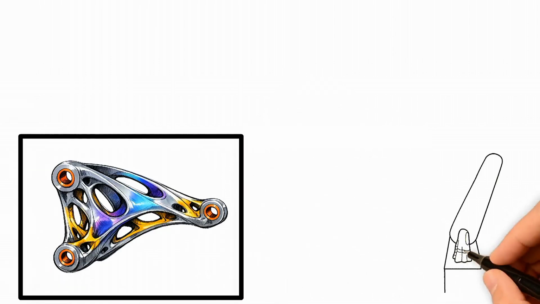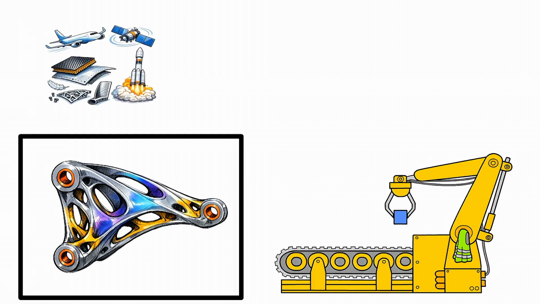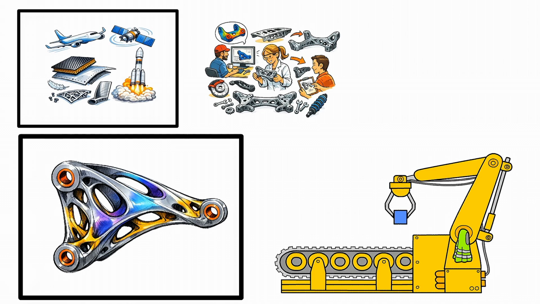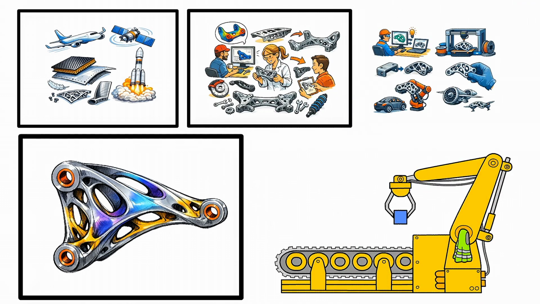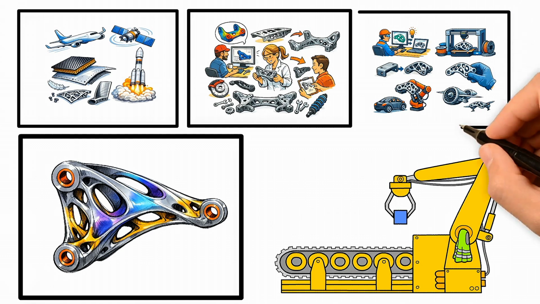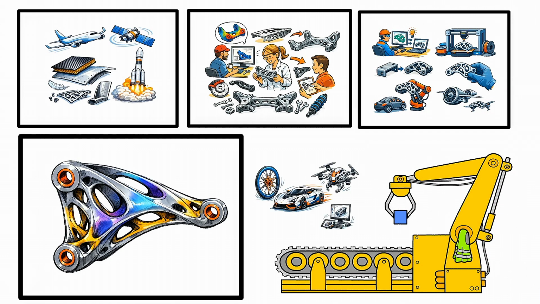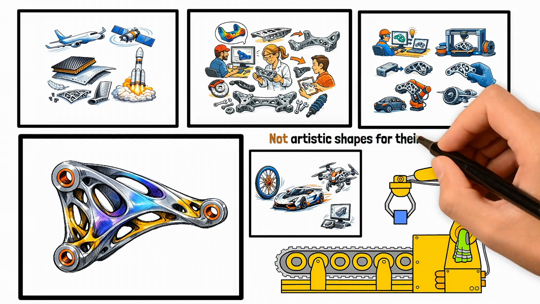This same logic is already used in industry. Aerospace companies reduce weight while maintaining strength, automotive engineers optimize brackets and chassis components, and manufacturers combine generative design with 3D printing to produce parts that were previously impossible to make. The payoff is lower weight, better performance, and faster design cycles, not artistic shapes for their own sake.